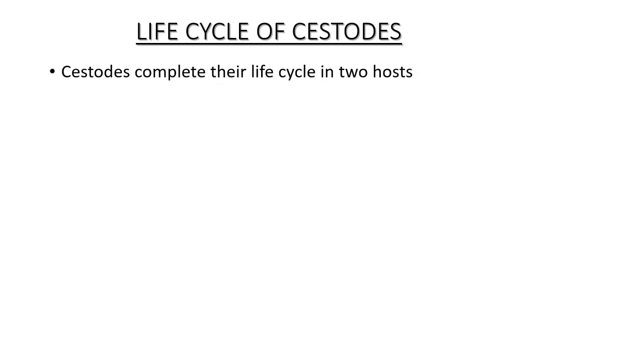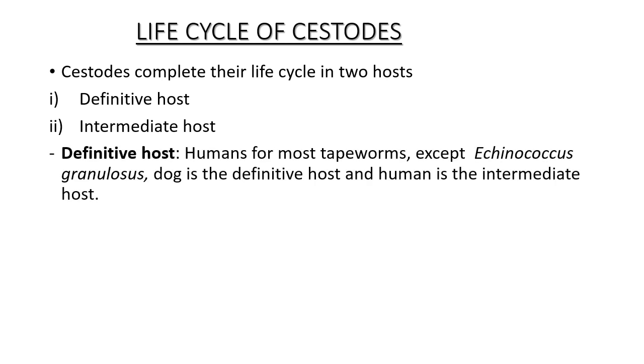Okay, so now let's look at the life cycle of the cestodes. So in general, cestodes complete their life cycle in 2 hosts, having a definitive host and an intermediate host. And for most tapeworms, the definitive host is the human, but there are some exceptions for certain species, such as the Echinococcus granulosus, which is also known as the dog tapeworm, whose definitive host is the dog. All right, and the intermediate host is the human.